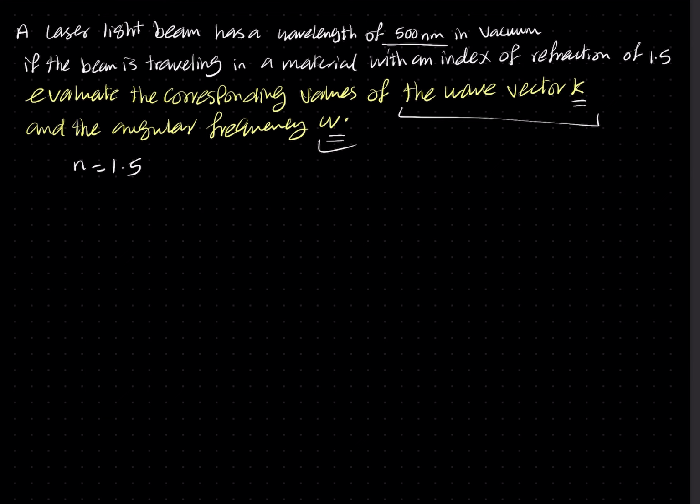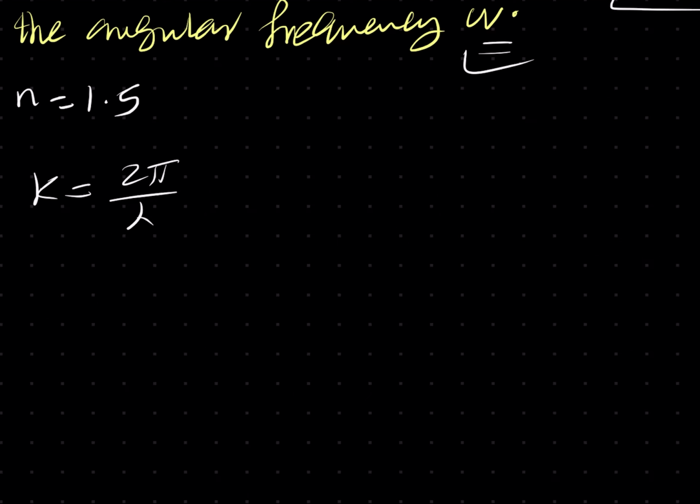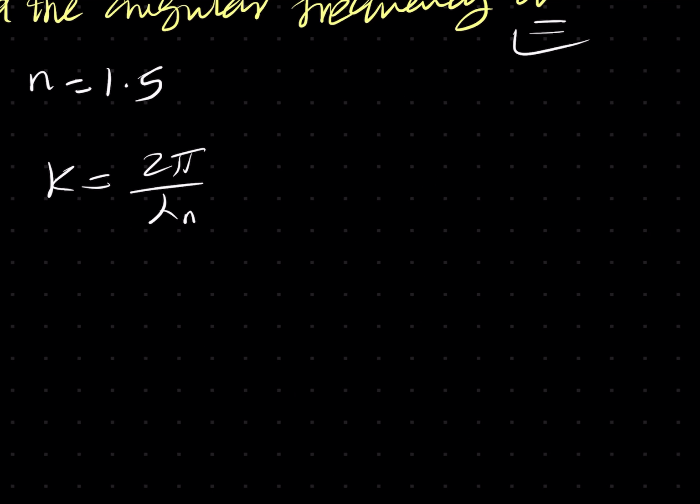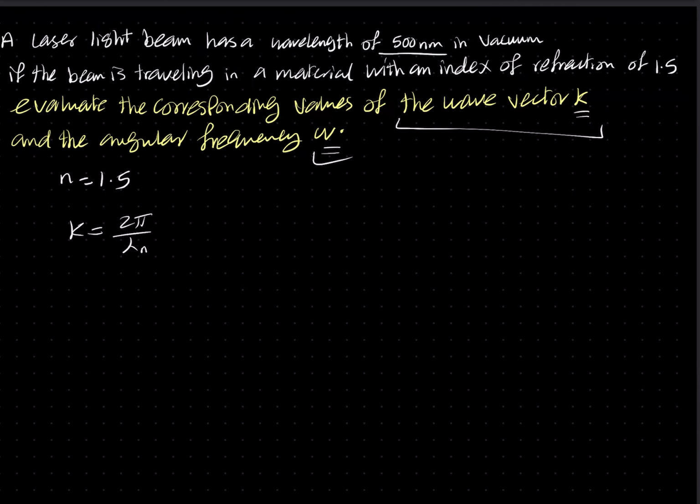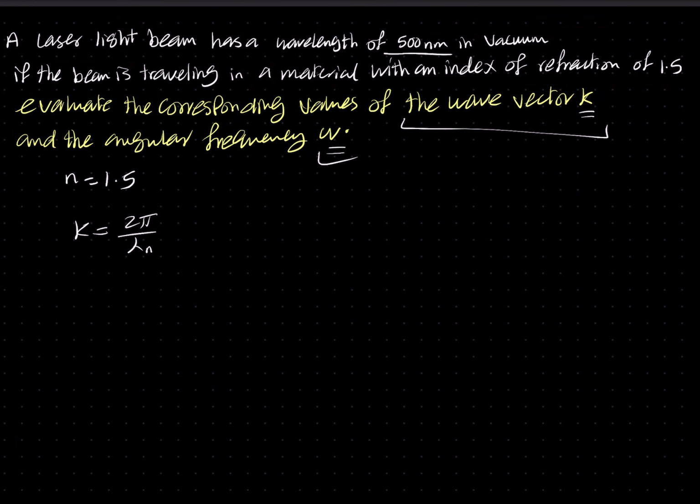Okay, we know that k, or at least the magnitude of k, is 2 pi divided by lambda. But this lambda is the lambda of this material. I'm going to call it lambda n. The one that's given to you in the problem is lambda, the wavelength of this light in vacuum. And it's not the same. The wavelengths will change depending on the index of refraction of the material in which it's traveling.